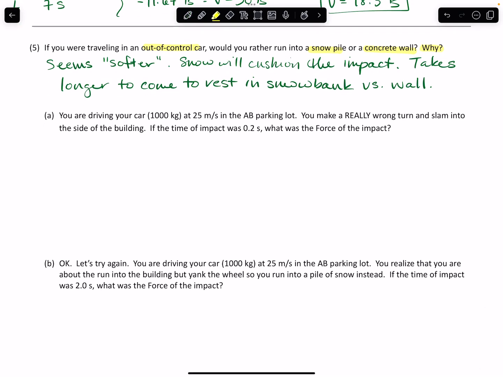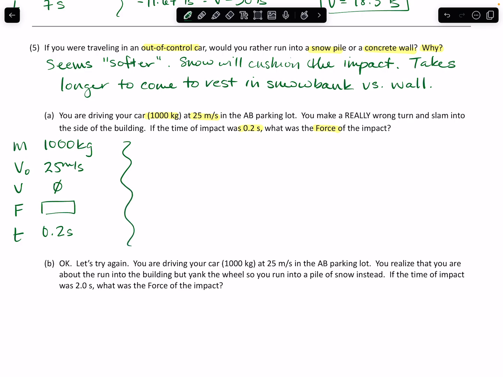All right, so we've got two examples here. The first one, you're going to be driving your car 25 meters per second in AB's parking lot. You make a really wrong turn and slam into the side of the building. If the time of impact was 0.2 seconds, what was the force of the impact? So we're going to have mass, velocity values, force, and time for this problem. Our car is 1,000 kilograms. We have an initial velocity of 25 meters per second, and our final velocity will be 0 because we're going to come to rest. We're asked to find the force, and we know the time was 0.2 seconds for that impact.